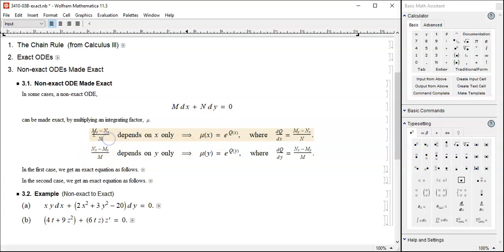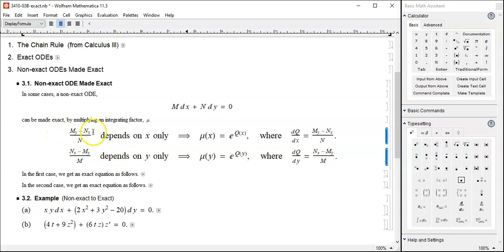Here's the key. I may want to have a bigger font here. M sub y minus N sub x, over N. If this depends on x only, so no y expression, this all cancels out, and only x alone, in that case, you can take the antiderivative by x because no y there, and then get capital Q. And that e to the Q is the integrating factor.